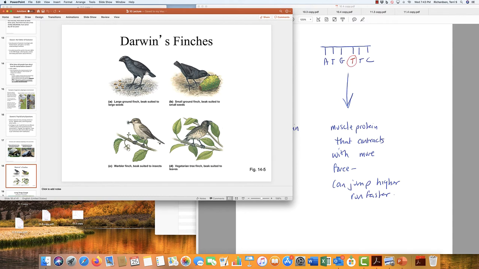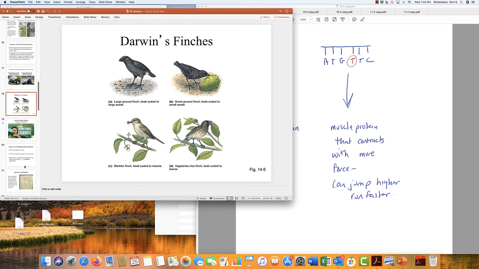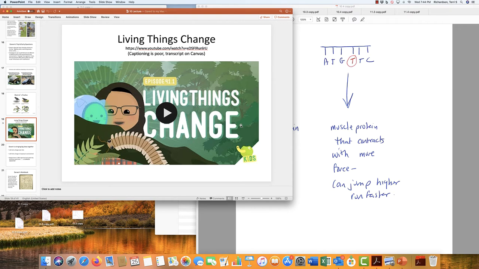Darwin was also famous for noticing the different birds, the finches on the Galapagos Islands, lots of different beak shapes and different feet. And so that was another thing he documented really well, was how the finches had different beaks and claws. Take a look at another video.